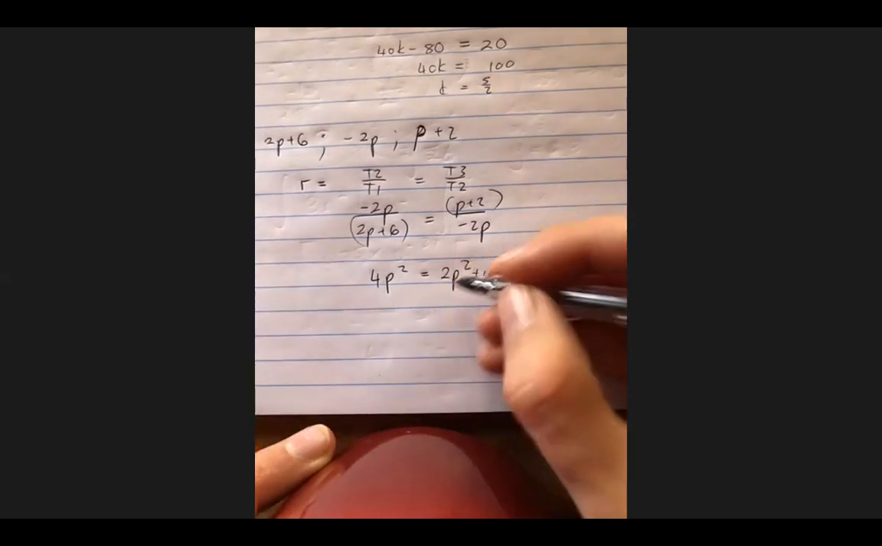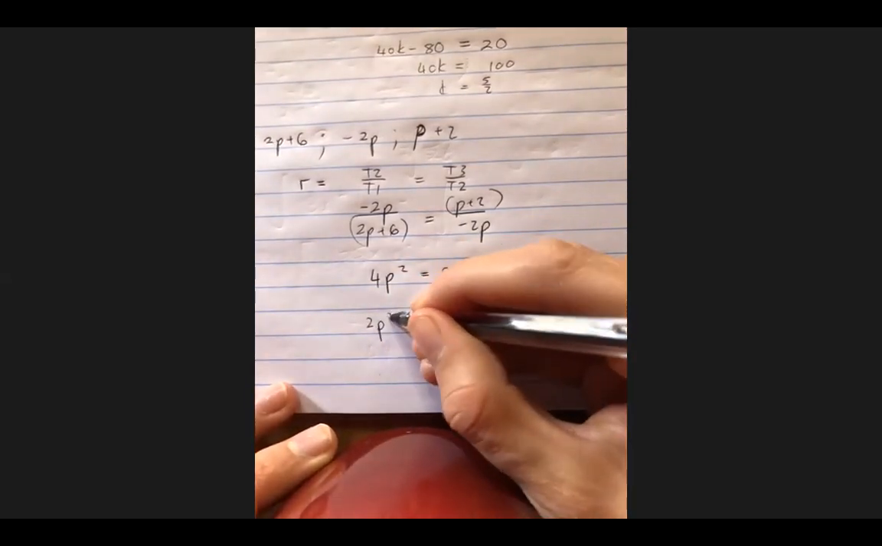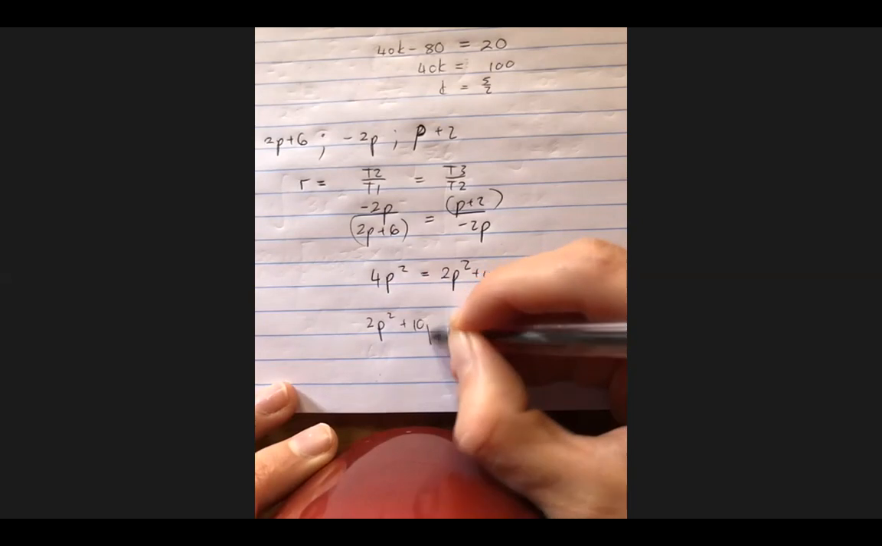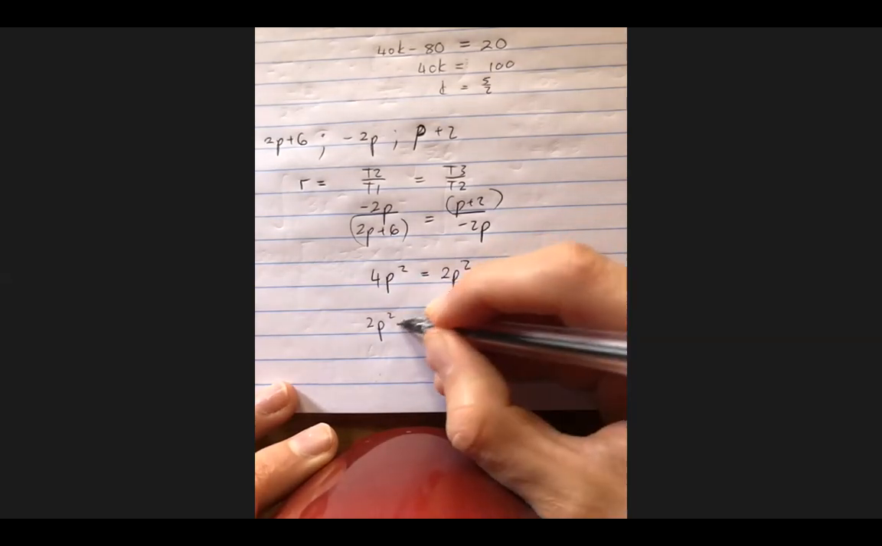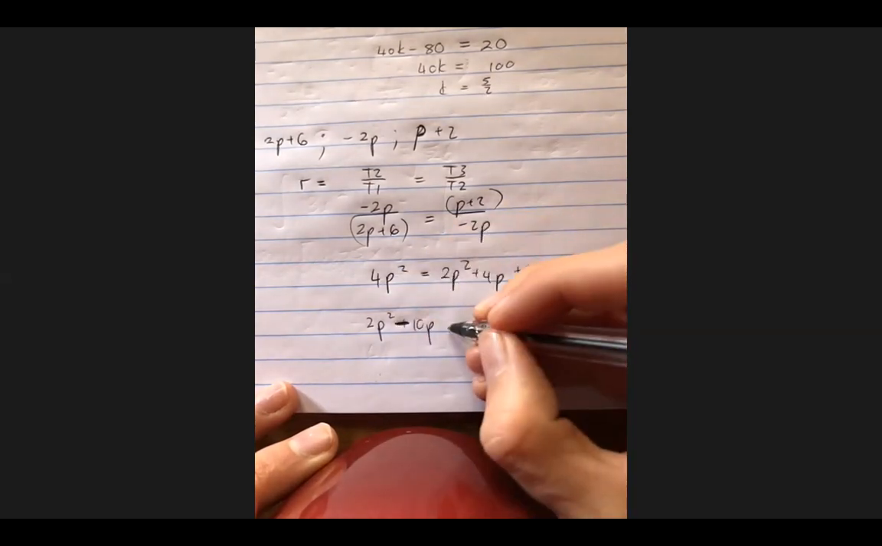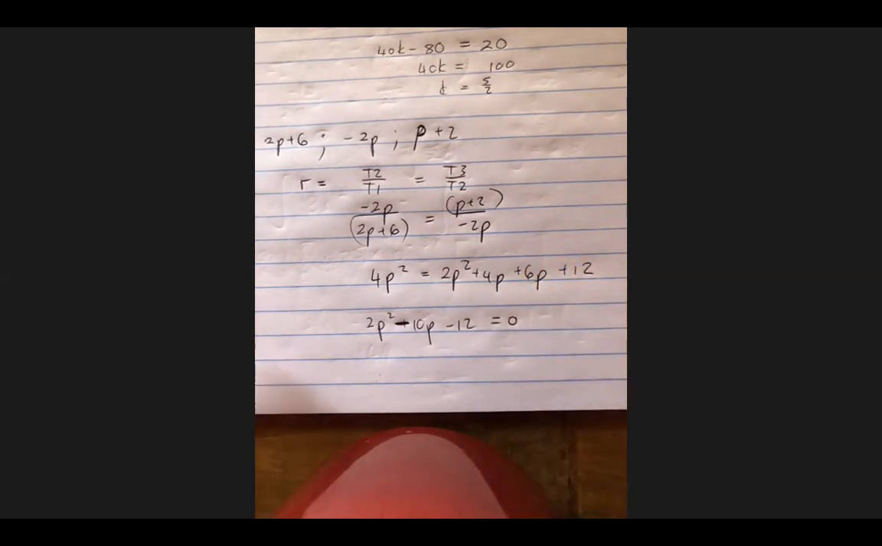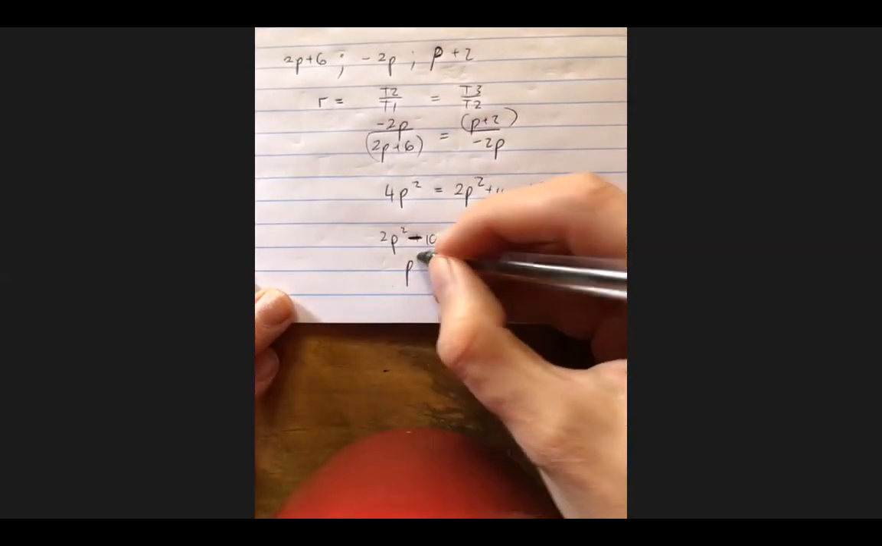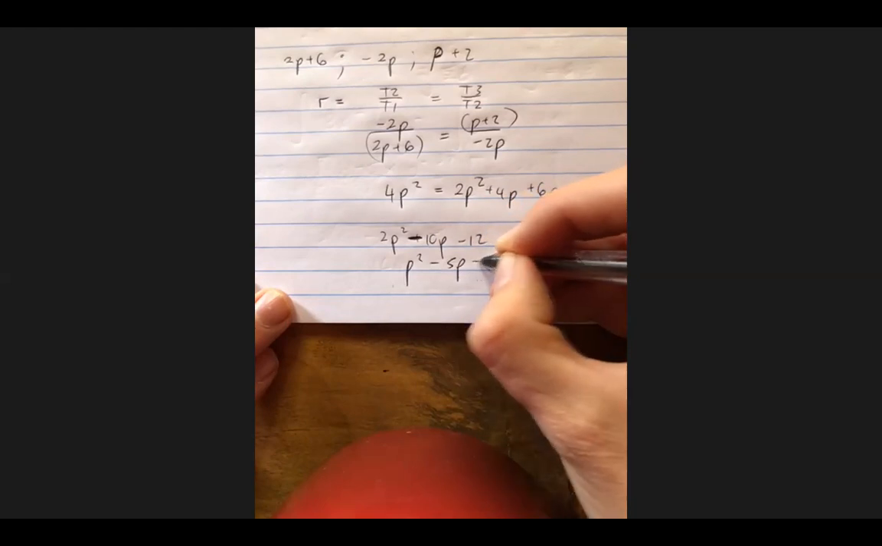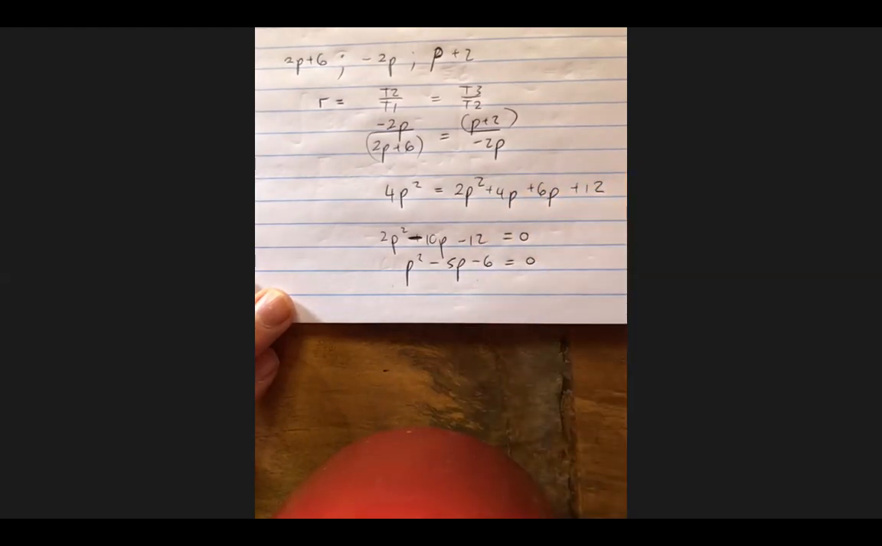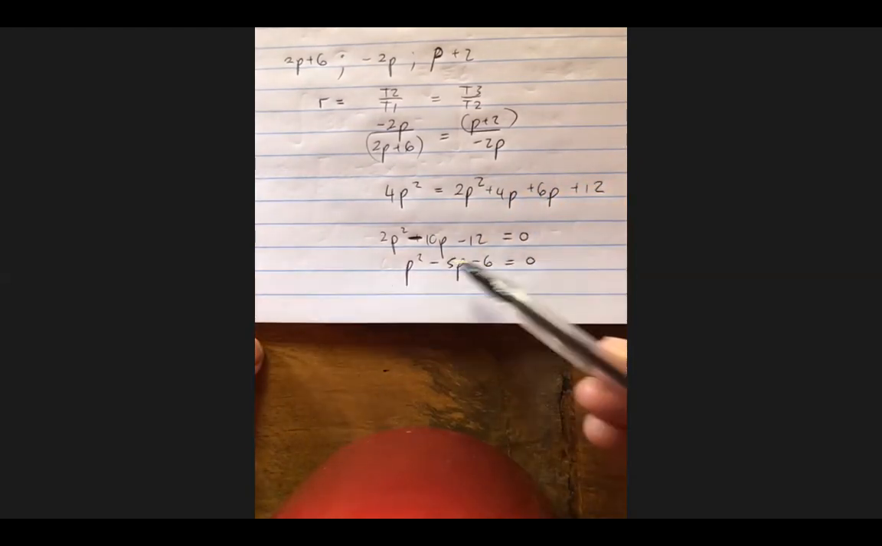So what I'm going to do is I'm going to bring everything to one side. 2p squared plus 10p. Don't make a sign error. Minus 10p. I'm bringing things over, right? Minus 12 equals 0. Then you can divide everything by 2 just to make it easier. And then if you don't have a smart calculator, obviously factors of -6 to get to -5.